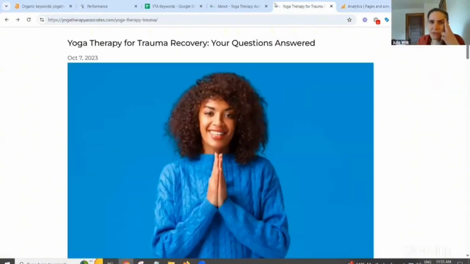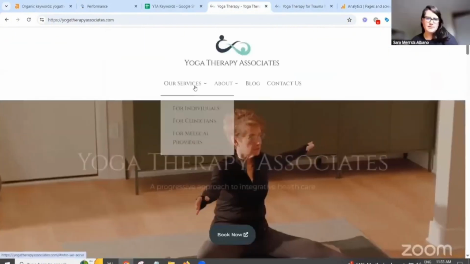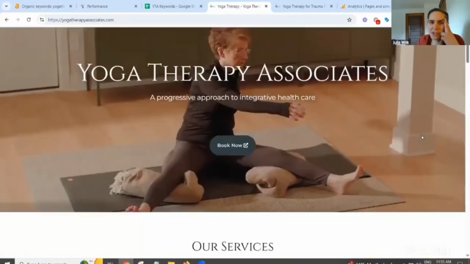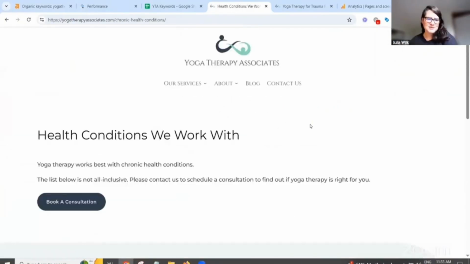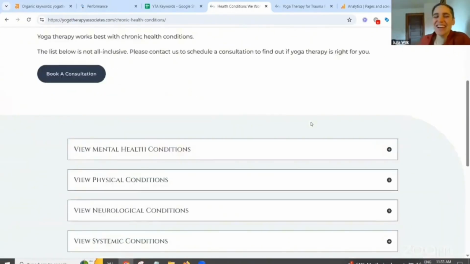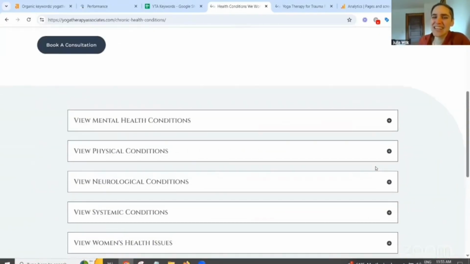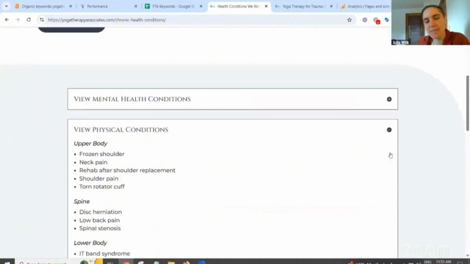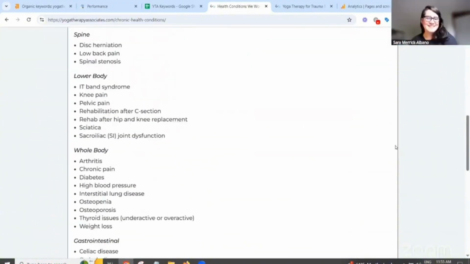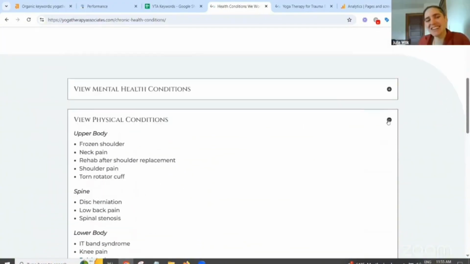Chronic health conditions. Where's that one? Whoops. How would they get there? I think from here, we go to conditions we work with. Yeah. And now this page is really just a list of conditions. I noticed that, and I was thinking this could be more like landing pages. I did definitely look at this when I was considering a really extensive list of things that we work with. May or may not be useful anywhere.